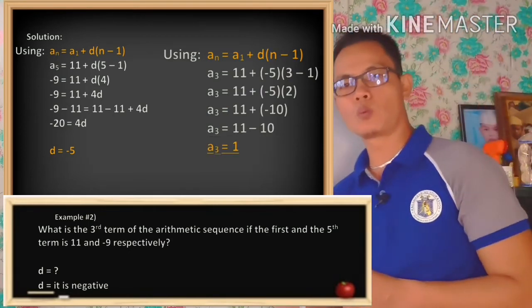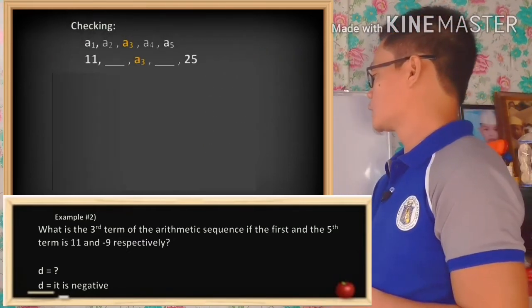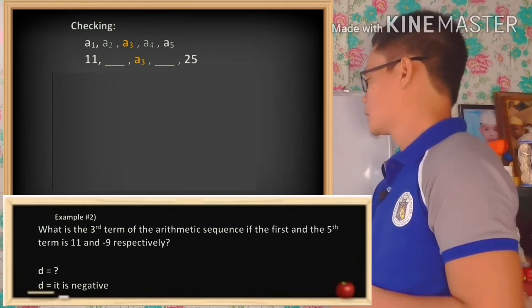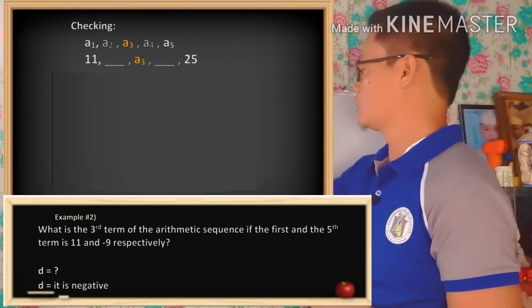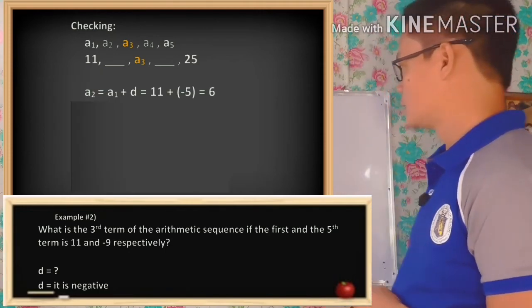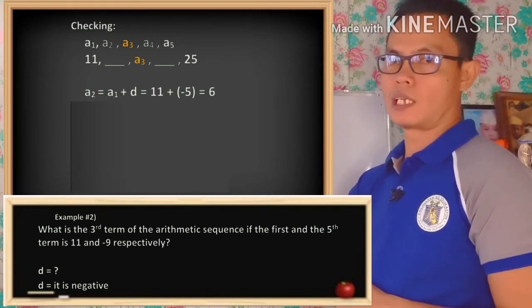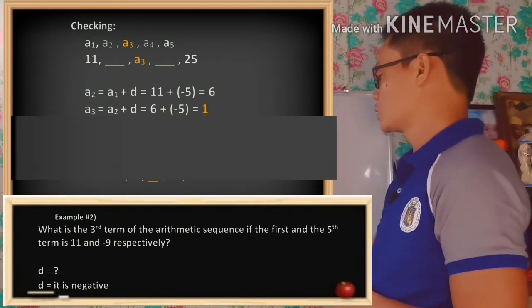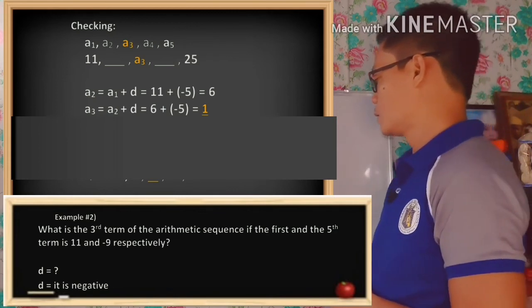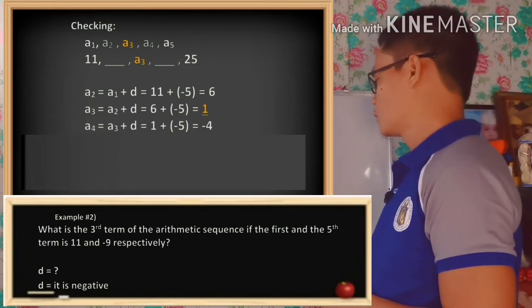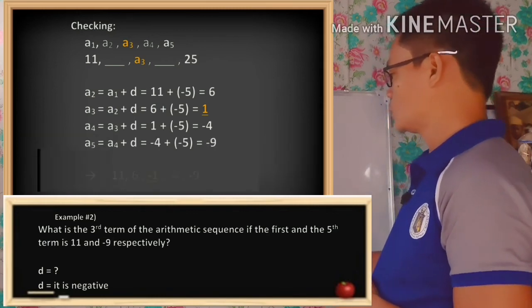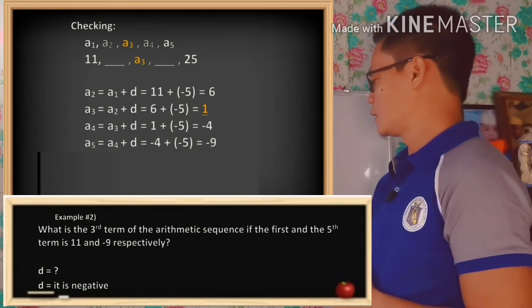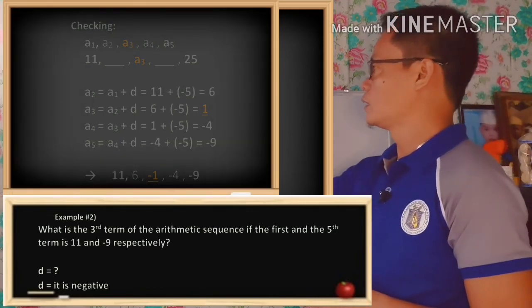Okay, let's check if that one is correct. The first term, second term, third term, fourth term, and the fifth term. The first term is referring to the given 11. If 11 is subtracted by 5, we have 6. 6 minus 5 is 1. So the third term is 1. Fourth term, 1 minus 5 is negative 4. The fifth term is negative 4 minus 5, we have negative 9. This 11 and negative 9 are already in the given.